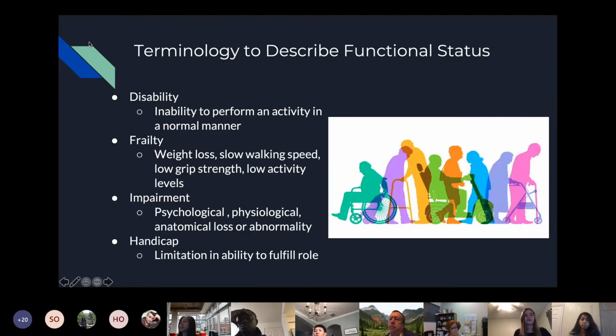And then we also have handicap, which is a limitation in ability to fulfill a role. So kind of going off of the last one, if someone had an amputation, an example of a handicap would be them no longer being able to perform their job duties and losing their job as a result of their amputation. All of these terms are used interchangeably, but there are slight differences between each of them.